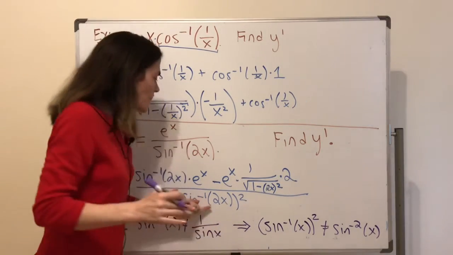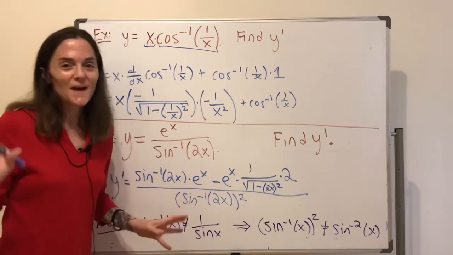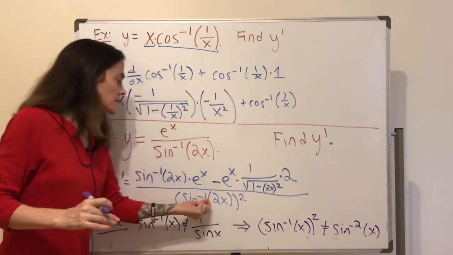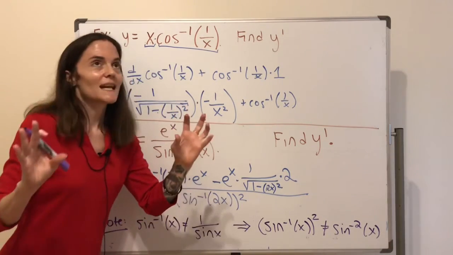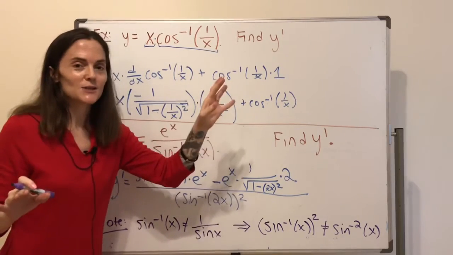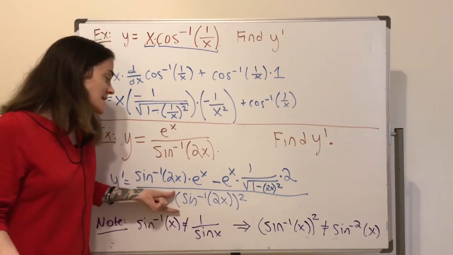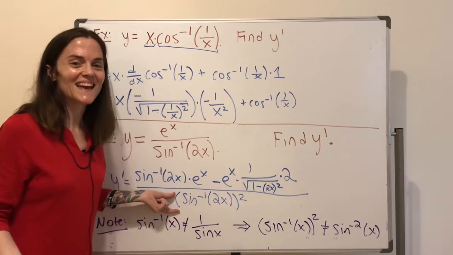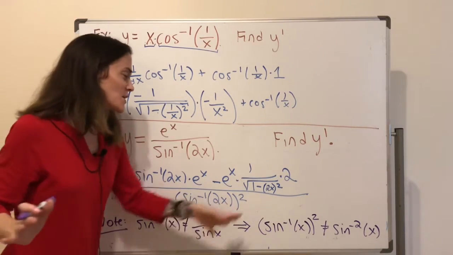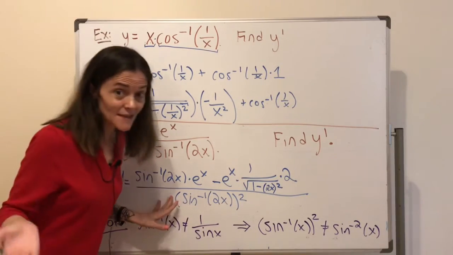So this denominator here, it has a 2x. You cannot say this is sine of 2x to the minus 2. It doesn't work like that. So this is how we need to leave this. Don't try to simplify it using some property of exponents that does not apply here.